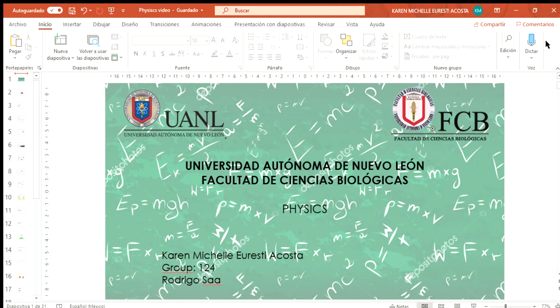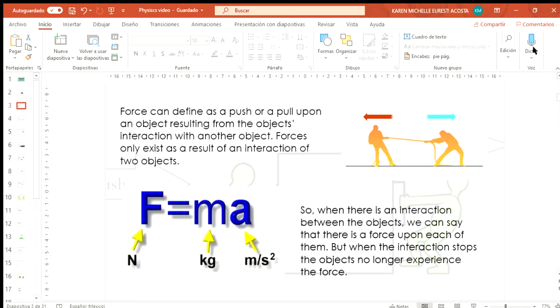In this video, we're going to explain some topics of physics like force, work, power, energy, and others. First, we're going to start with force. Force can be defined as a push or a pull upon an object resulting from the object's interaction with another object. Forces only exist as a result of an interaction of two objects.